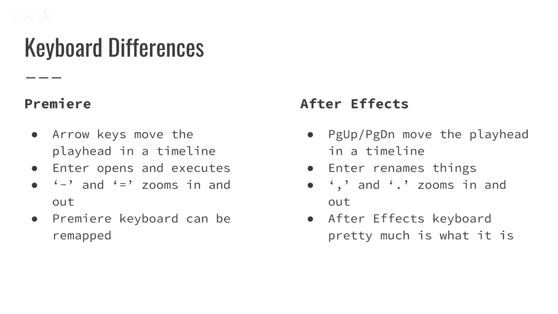Minus and equals, or minus and plus, will zoom in and out of sequences and other windows in Premiere, whereas in After Effects, comma and period zoom you in and out. Enjoy. Last, the Premiere keyboard can be remapped, meaning there are different presets and alterations you can do. After Effects, I haven't checked 2018, but generally the keyboard mapping is what it is, and you're expected to learn it and not vice versa. You can't just wrestle it into whatever shape you want.